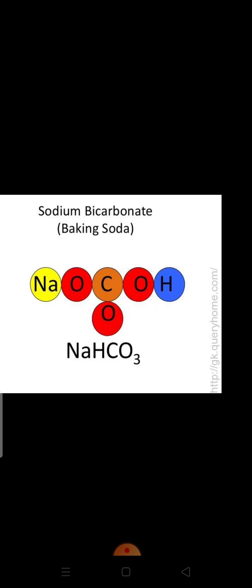Students, baking soda is manufactured from sodium chloride as one of the raw materials, and the method is known as the Solvay process. The method is based on the principle that if a solution of sodium chloride saturated with ammonia is allowed to react with carbon dioxide, sodium hydrogen carbonate and ammonium chloride are formed. And this you can see in equation number 1.